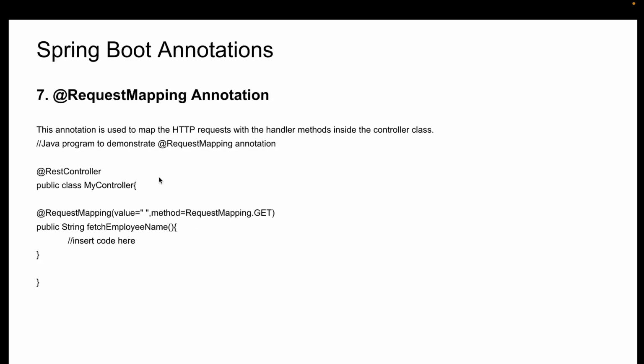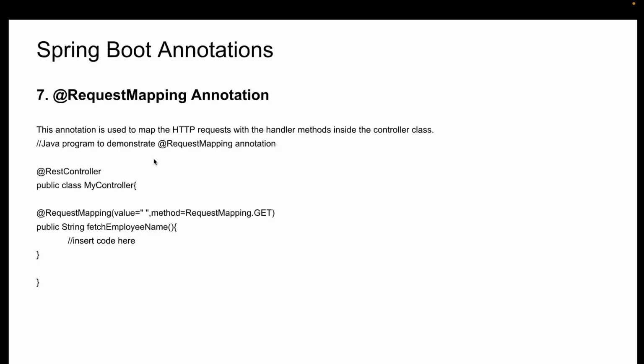Okay, let's see the @RequestMapping annotation. This annotation is used to map the HTTP request with the handler methods inside the controller class. In the last slide we were seeing the controller class, and we had mentioned that we will be using the @RequestMapping annotation along with the controller class. So let's see this example, what we are trying to do.